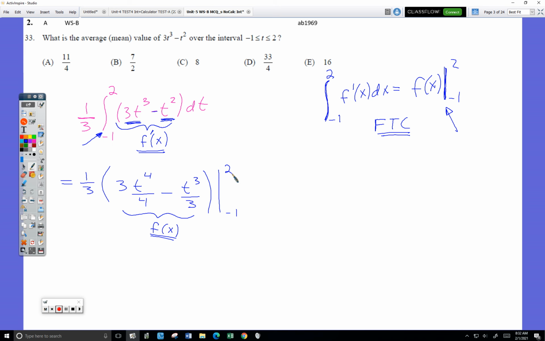So now all that's left to do is plug it in. So you just plug it in. We say 1/3 times 3. Plug in 2 to the 4th power, divide by 4. Subtract. Plug in -1 to the 3rd power. You notice, because the -1/3 is a multiplying constant to f, I can just leave that as a multiplying constant.